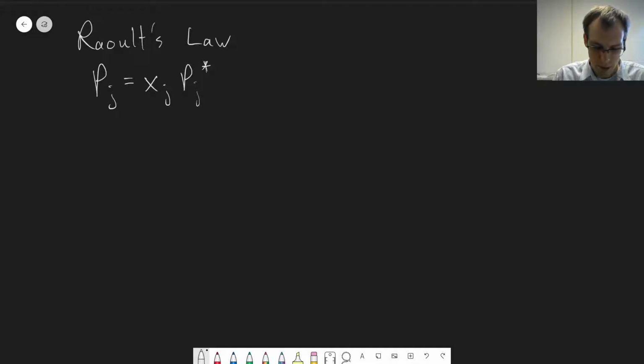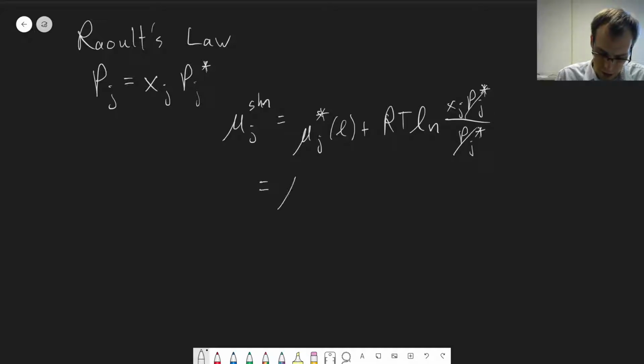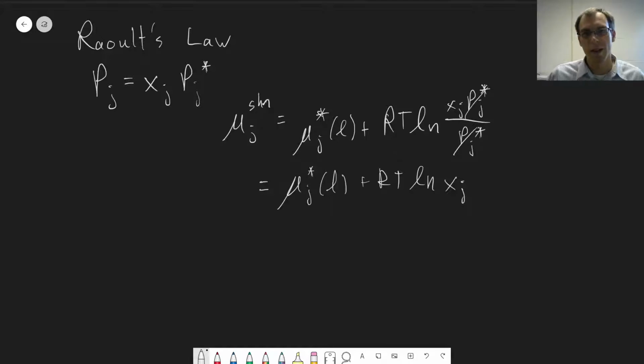So we can plug this into our equation for chemical potential for our solution. That's going to be equal to mu j star of our liquid plus RT natural log of, and now we can plug in Raoult's law for Pj on the top here, so it's xj Pj star divided by Pj star. Those cancel, and so we get that the chemical potential simply depends on the log of the mole fraction. So we get this plus RT log xj.